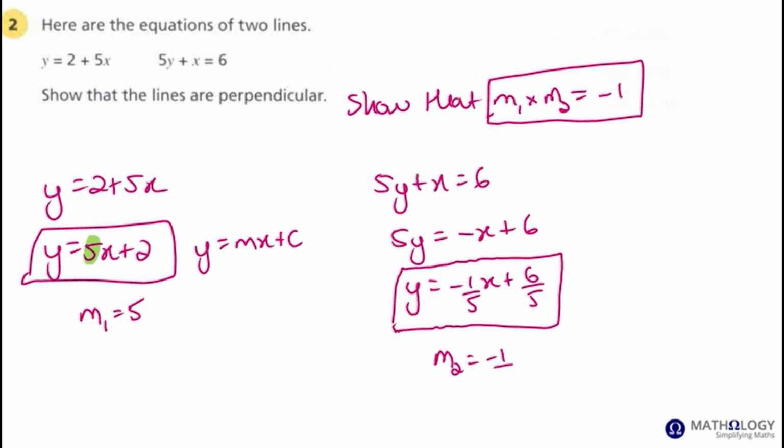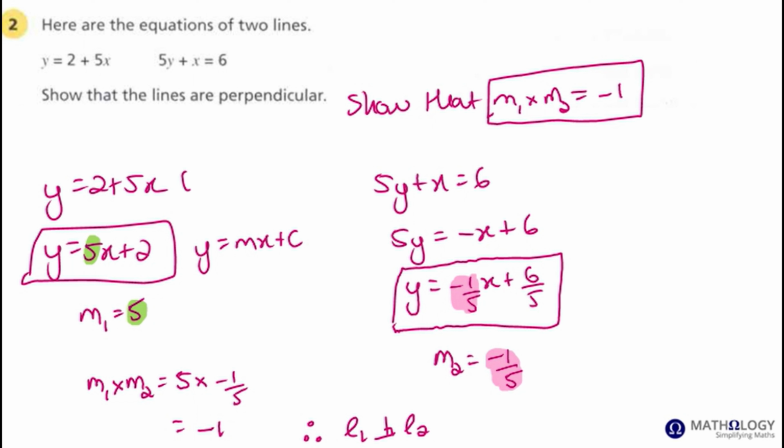Gradient 2 is minus a fifth. Now we're going to say that gradient 1 times gradient 2 equals 5 times minus a fifth, and 5 times minus a fifth equals negative 1. So now we can say, therefore, line 1 is perpendicular to line 2. So we'll call that line 1, and we'll call this line 2. Because the product of the gradients is negative 1, the lines are therefore perpendicular to each other.